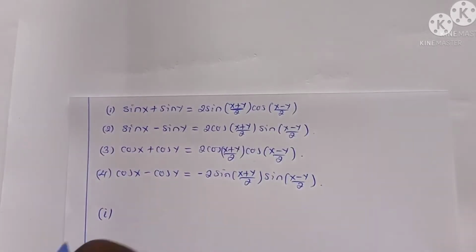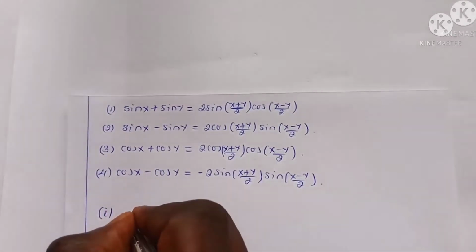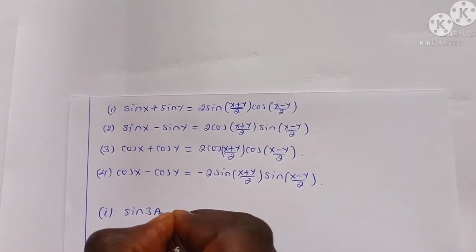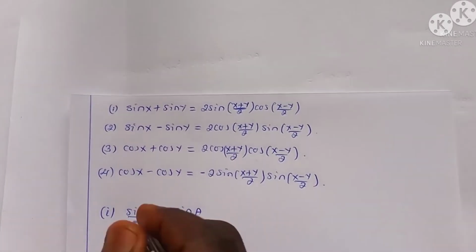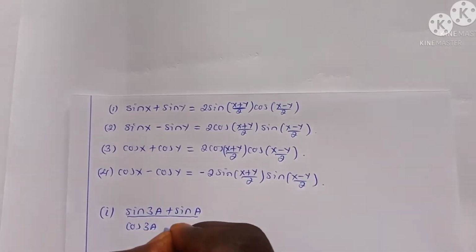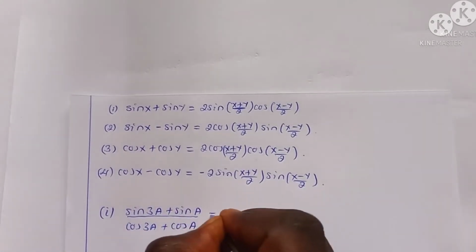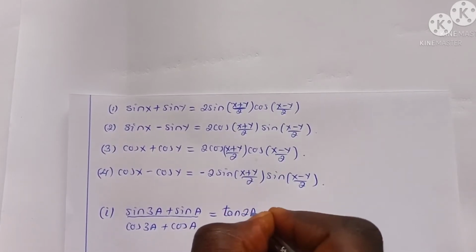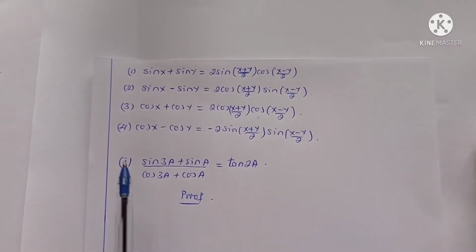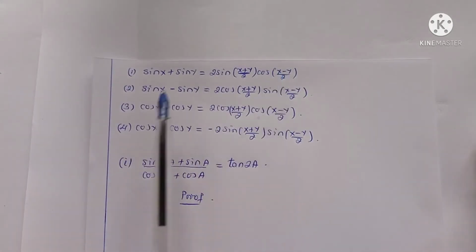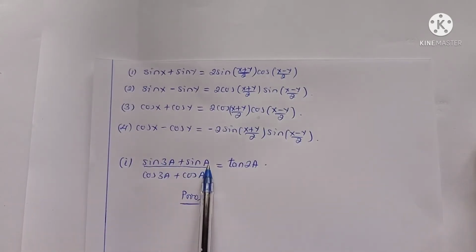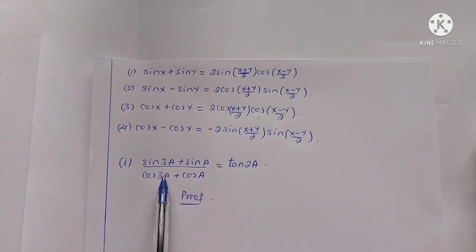So in the first question, we have been asked to show that the sine of 3a plus the sine of a divided by the cos of 3a plus the cos of a is equal to the tan of 2a. So we need to simplify the numerator using this identity and the denominator using this identity. So we can call this x and this y. So this is x and y for the numerator, and this is x and y for the denominator.